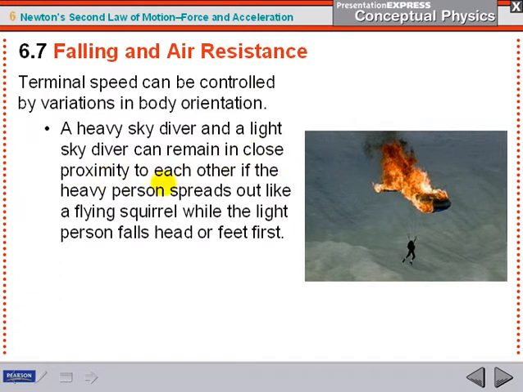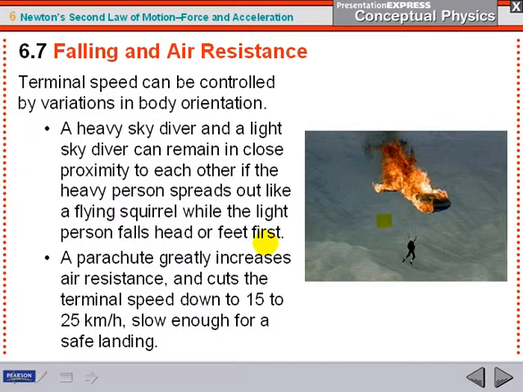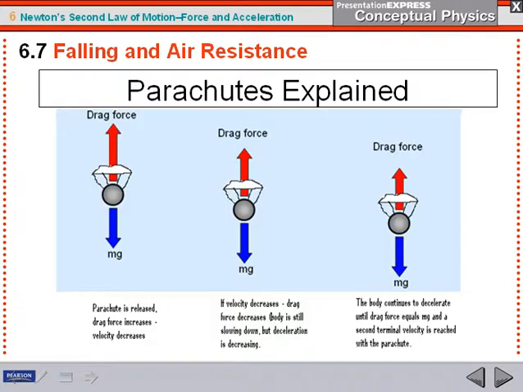So if you have a heavy skydiver and a light skydiver going at the same time, the heavier person spreads out like a flying squirrel. They can match the speed of the lighter person, who might want to fall head first or feet first, so they get more speed. And the parachute will greatly increase air resistance, and it'll slow people down to 15 to 25 kilometers per hour, as opposed to 150 to 200 kilometers per hour, which is a human terminal speed without a parachute. And that 15 to 25 kilometers per hour is slow enough to land.